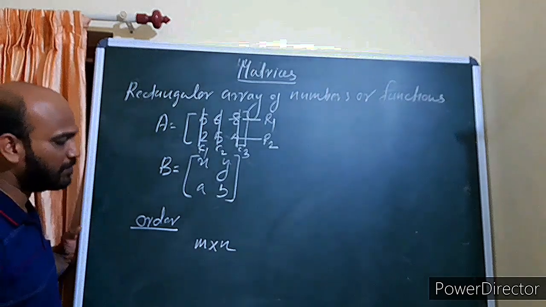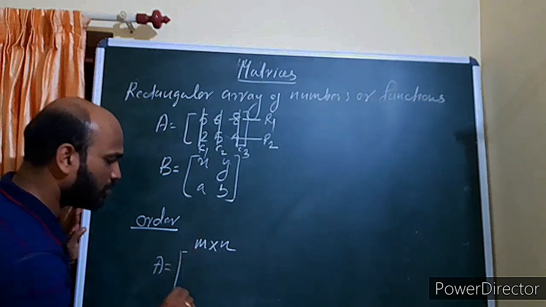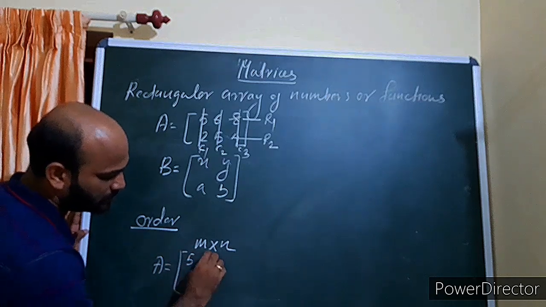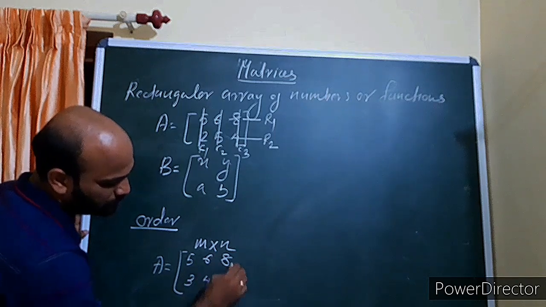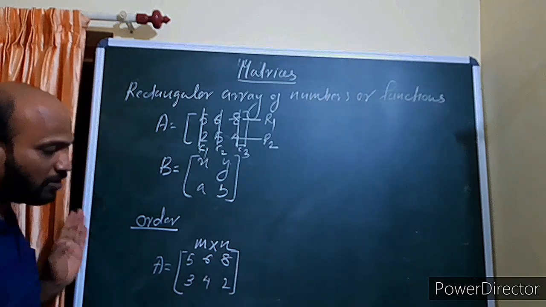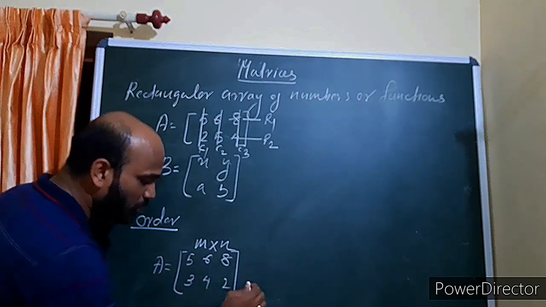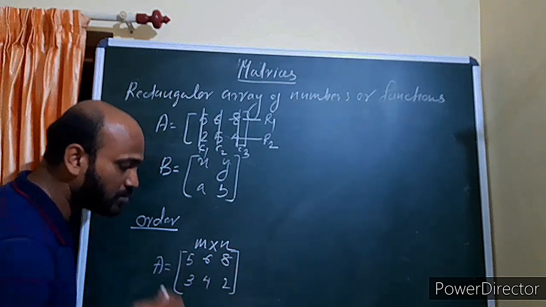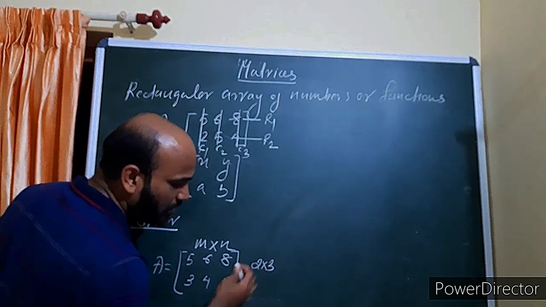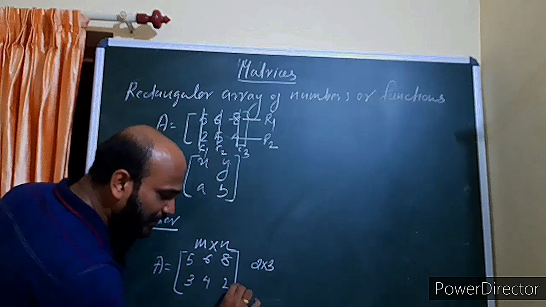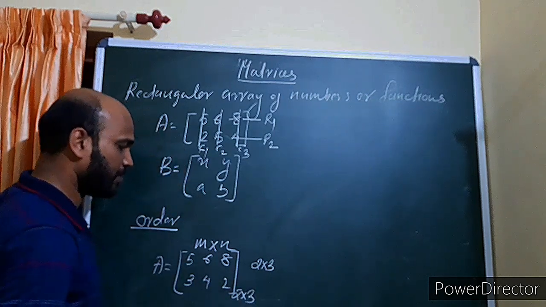Consider one example. Suppose consider matrix A. A equal to 5, 6, 8, 3, 4, 2. We want to find the order of this matrix. This matrix has got 2 rows and 3 columns. So order of this matrix is 2 by 3. We usually write order in this corner of the matrix.